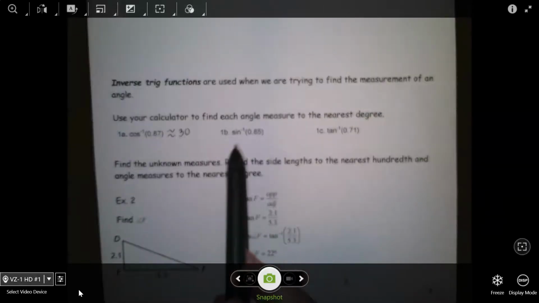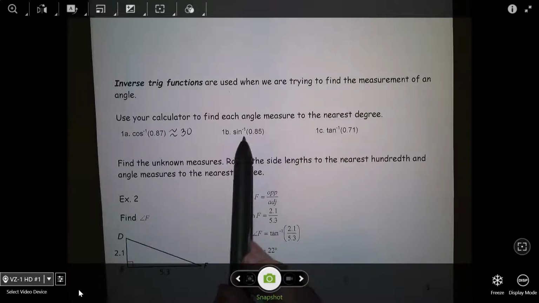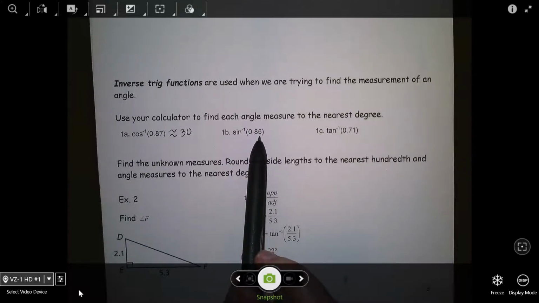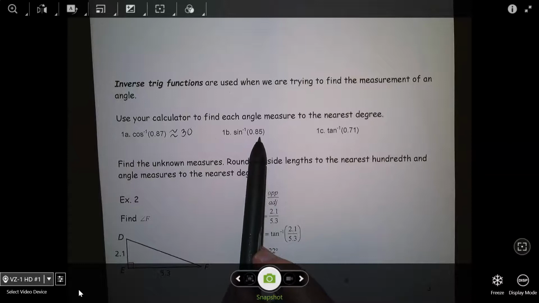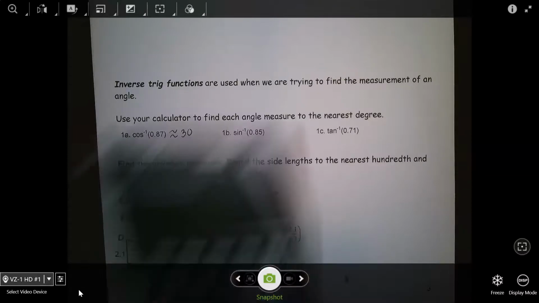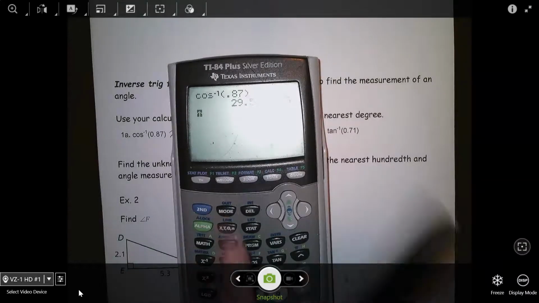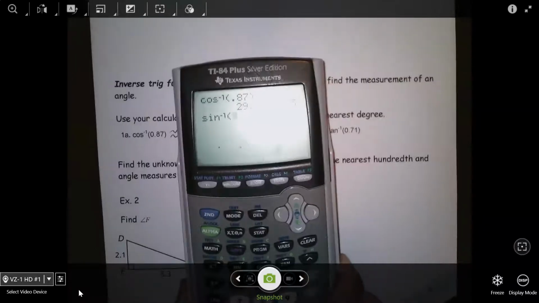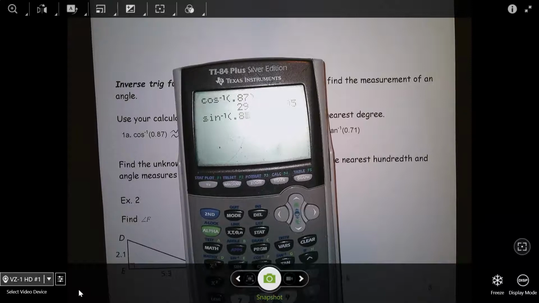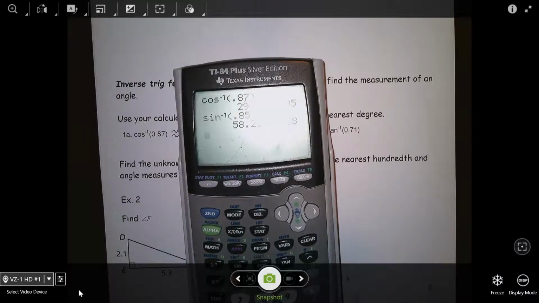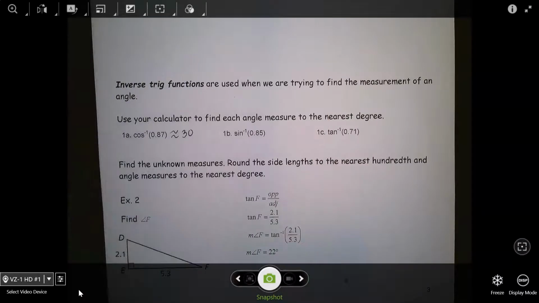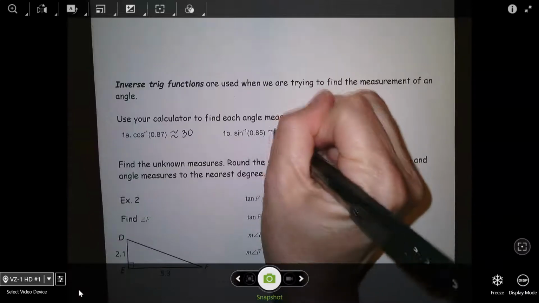Okay, so this is saying what angle has this sine value? If I take the opposite side divided by the hypotenuse, what angle is going to give me that sine value? So second sine, and then I'm going to put in that 0.85. That's going to give me about 58 degrees. There was a little bit of glare.